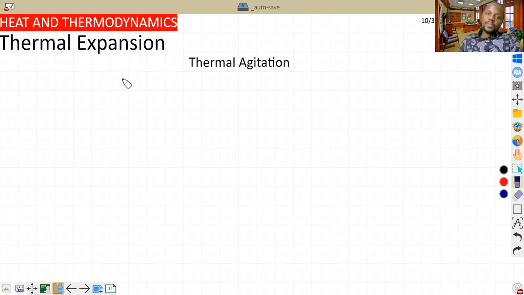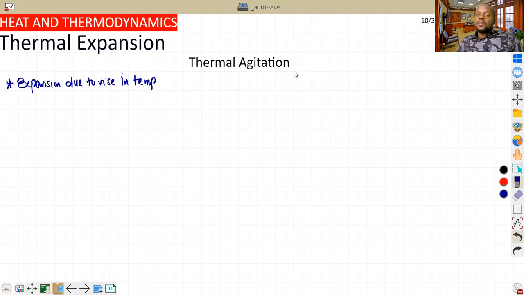About our thermal expansion, we might have all studied it in the early classes. It is just the defining of the expansion that is due to the rise in temperature. We can just keep the note: thermal expansion is defined as the expansion due to rise in temperature. When there is a change in temperature of a particular substance, that substance is going to be expanded.